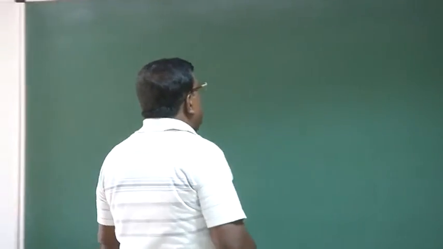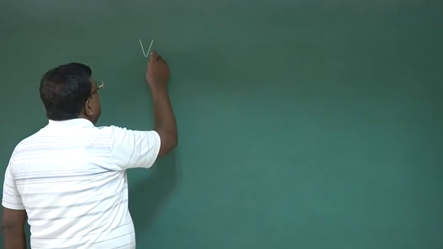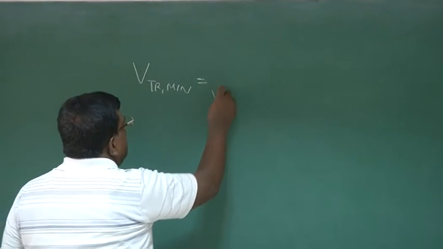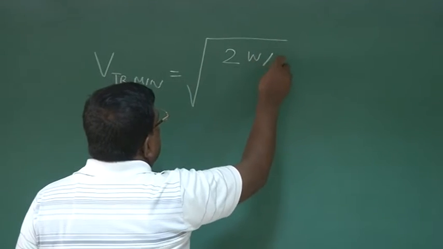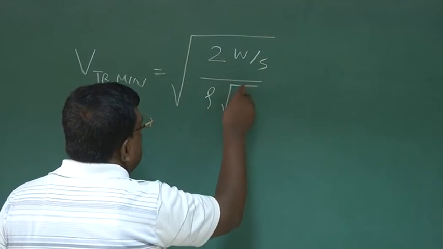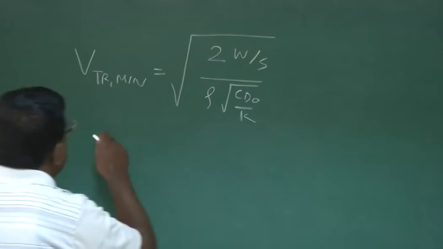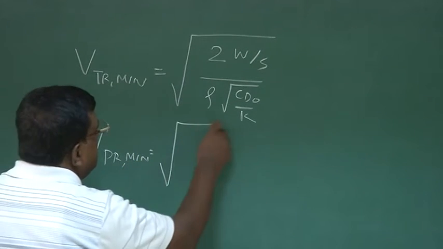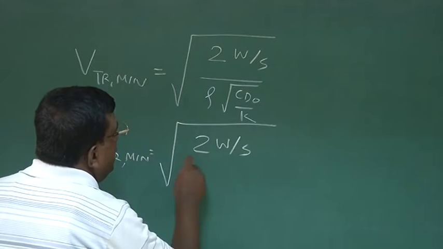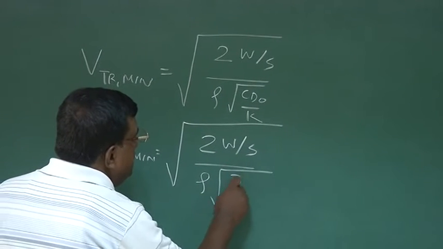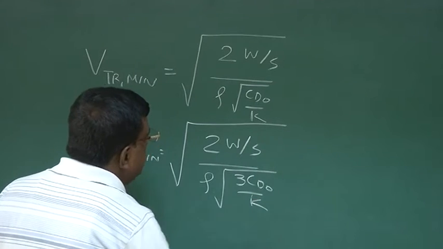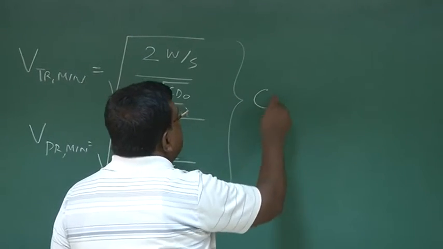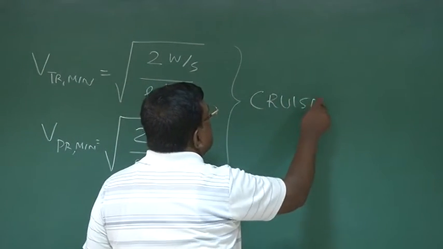If I write those things, V for thrust required minimum, the expression we got was something like this: 2W by S rho, root of CD naught by K, and V for power required minimum was 2W by S rho, under root 3 CD naught by K. And please remember, these are all pertaining to cruise flight. This we should not miss. Cruise.